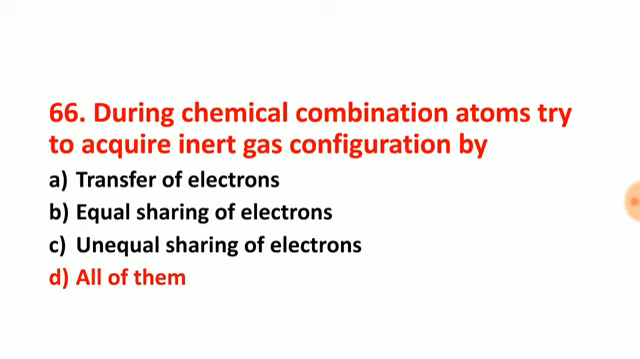This is just the process of acquiring the stable state if there are electrons in the valence shell. In the valence shell, they try to occupy the stable state by octet rule or duplet rule, by transfer of electrons, by sharing of electrons. So option D is the correct answer for question number 66.